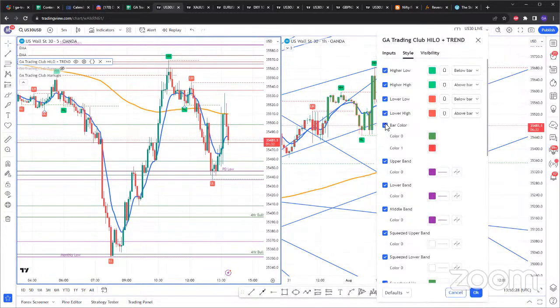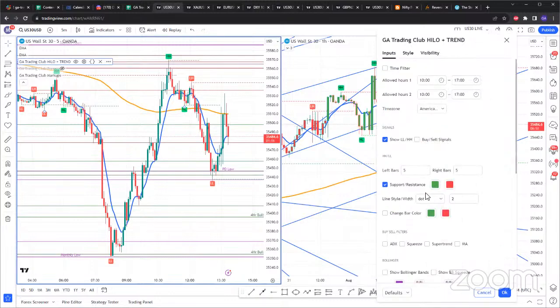I think he needs to reconfigure this. So I'm asking him to reconfigure this so that it's marked as EMA bar color, so that the bar color again will depend upon when price is above or below. But when that update comes in, I'll let you guys know.